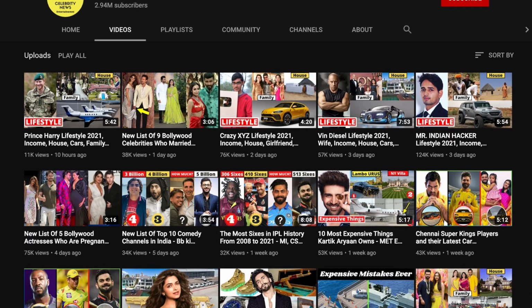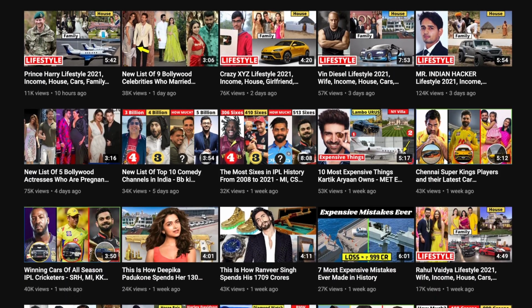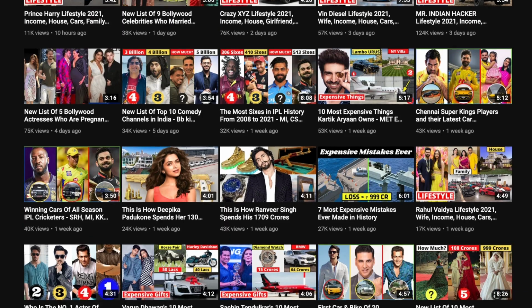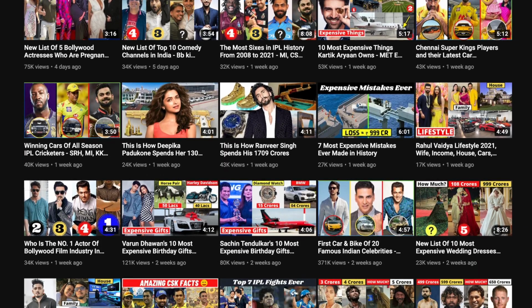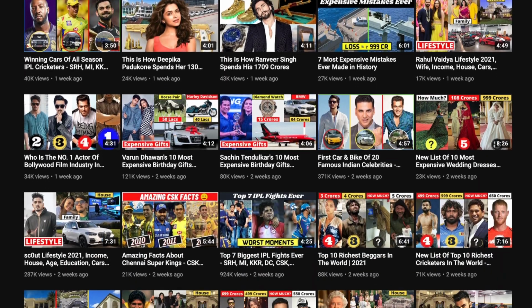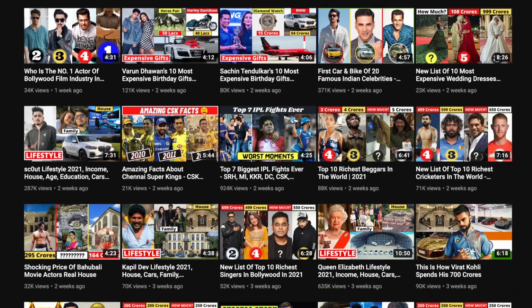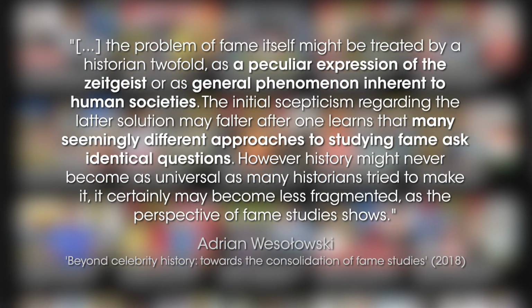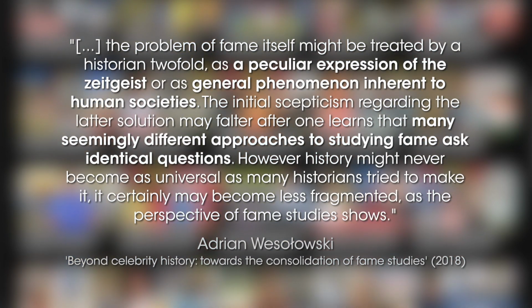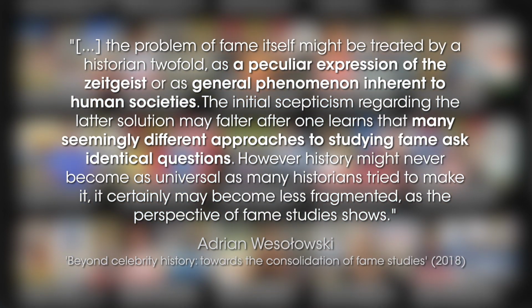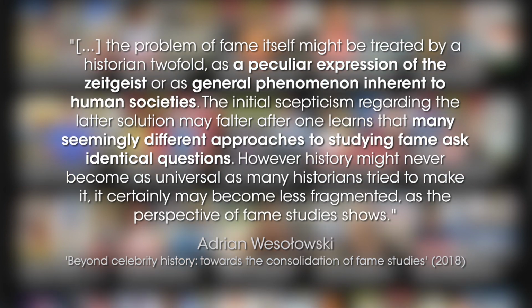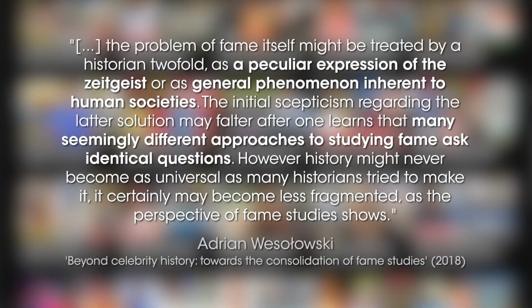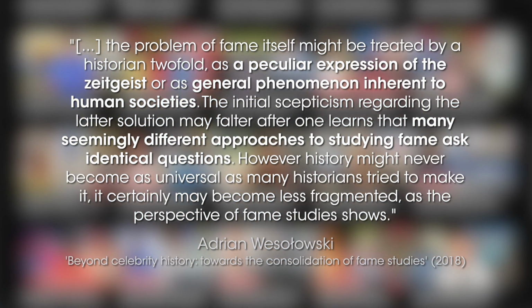In conclusion, while star and celebrity are often used interchangeably, I think that the discourse around stardom is waning in favour of celebrity culture, which encapsulates a lot more about the contemporary model of fame. In one recent essay, theorist Adrian Wesolowski proposed that even celebrity culture as a field of research became too complicated due to the constantly shifting meaning of what it means to be a celebrity, and that it should instead be superseded by fame studies as a more comprehensive umbrella.